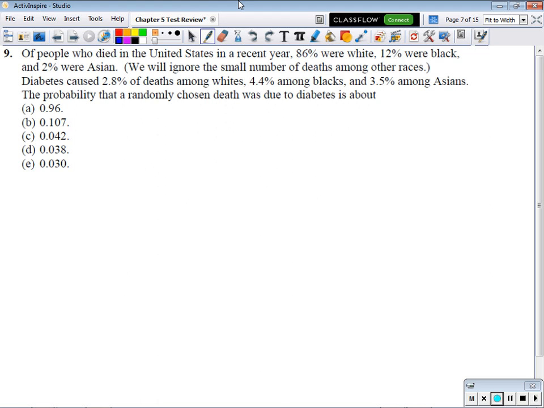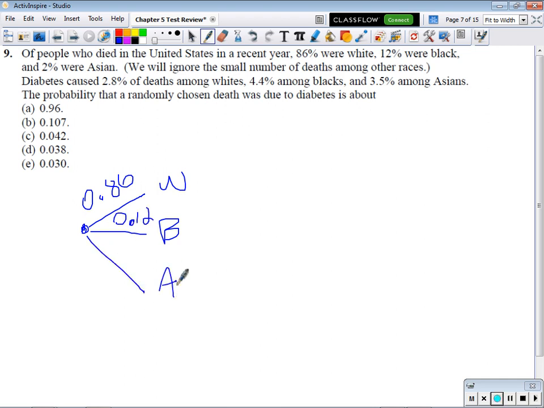So if you made a tree diagram for this, if we had white, 0.12, and then we had black would be, I'm sorry, white would be 0.86. Let me fix that there. So this is 0.86. This is 0.12. And then we have Asian, which would be 0.02.